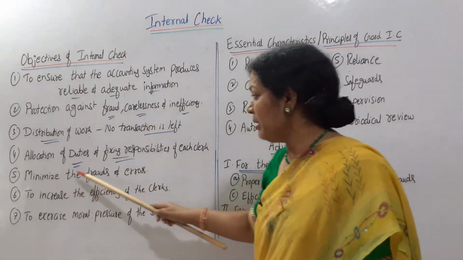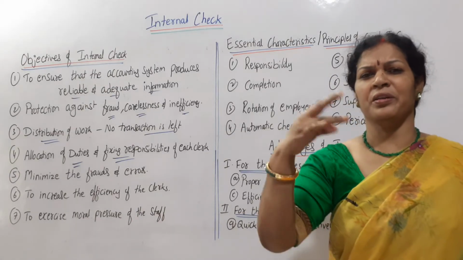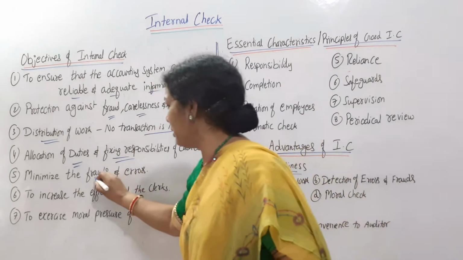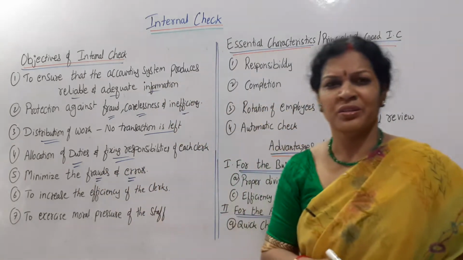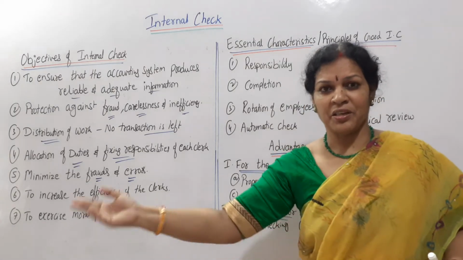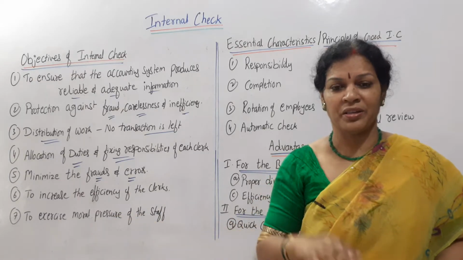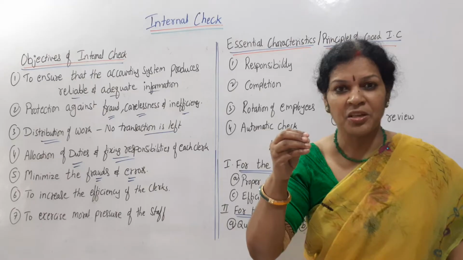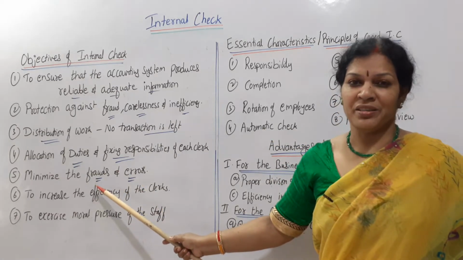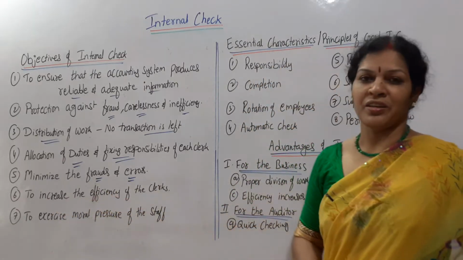And next one, minimize the frauds and errors. This is a common point. Everywhere you can take internal control, internal check, and internal auditing also. So this will minimize the frauds and errors. How? One person is writing the transactions, another person is immediately checking it. If any frauds or errors are there, immediately we can find them there itself, at the initial stage itself. So there is no scope, we can minimize it at least.